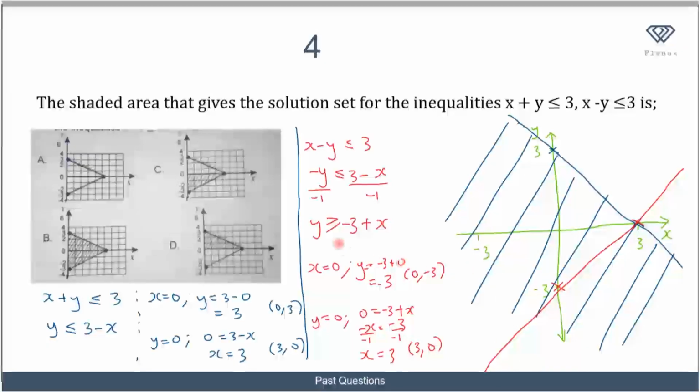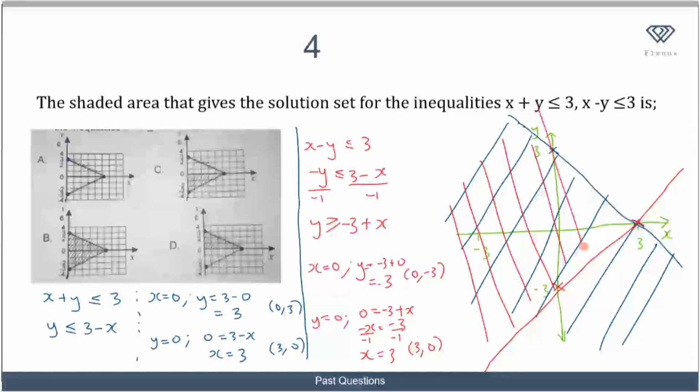And in this second case, we are told that y is greater than or equal to. So the value of y will lie above this line, like this. Now, if we look at it critically, what will be our set of solution?